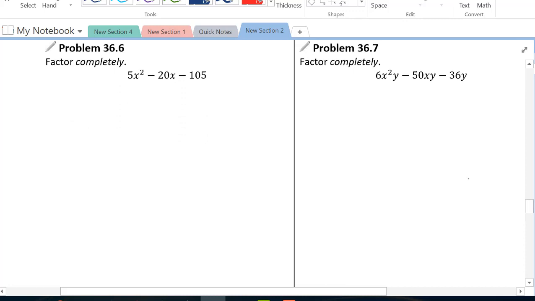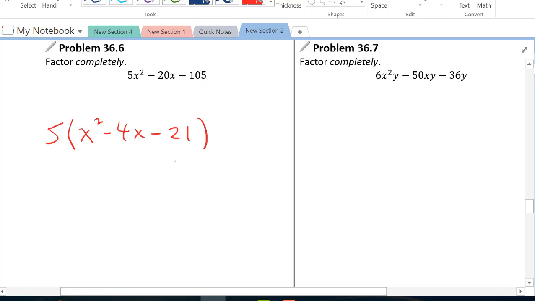Okay, so same thing. When I first pull out the GCF, what's the GCF? Looks like 5, 20, and 105, right? So it looks like I can pull out 5. I pull out a 5, what's left over? x squared minus 4x minus 21. I can't pull out any variables, right? There's no x here, so I can't pull out an x. You have to be able to pull the number or variable out from all the terms. So keep that in mind.